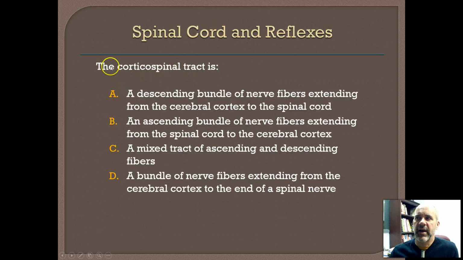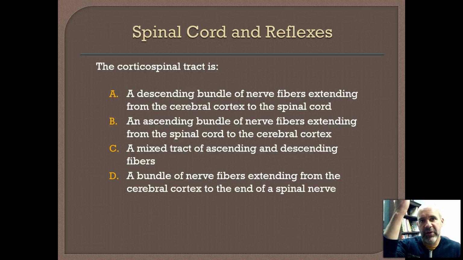All right, here's a question about a tract in the spinal cord. A tract is an area within the spinal cord in the white matter that contains myelinated axons, and that's why it looks white. And you can have ascending tracts headed toward the brain, descending tracts coming down from the brain. So afferent information going toward the brain, efferent coming downward away from the brain.